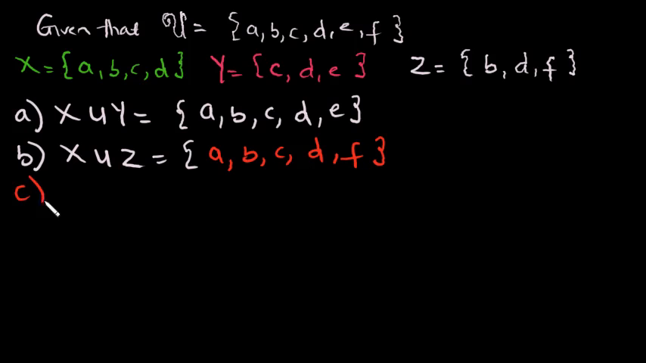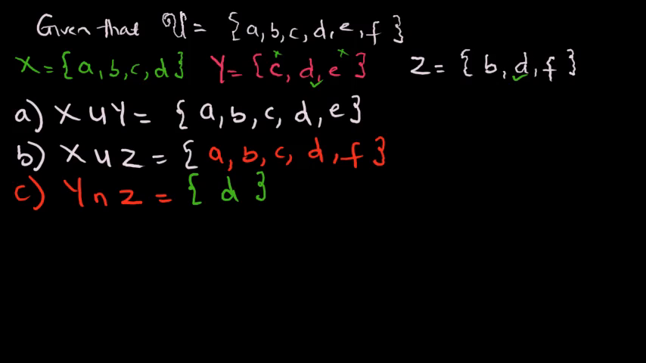Another example, y intersection z. Now, y intersection z will be all the elements common to both y and z. So let's see. Is C common to both of them? No. Is D common to the two of them? Yes. D here, we have D here, so we write that here. Is E common to the two of them? No. So there is no other element in y, so we close the bracket. And our y intersection z is just D. That's the only element common to the two of them.